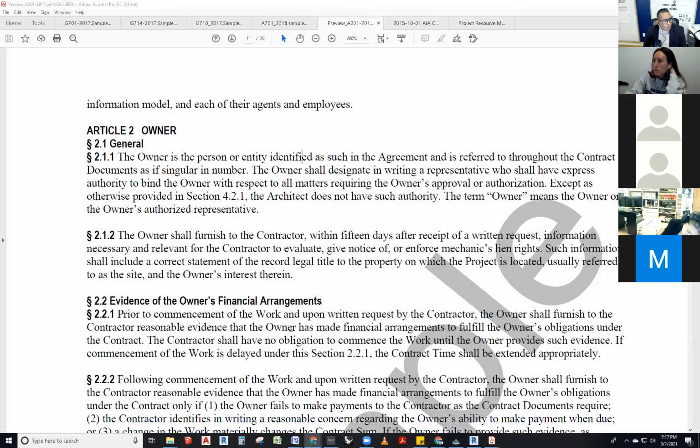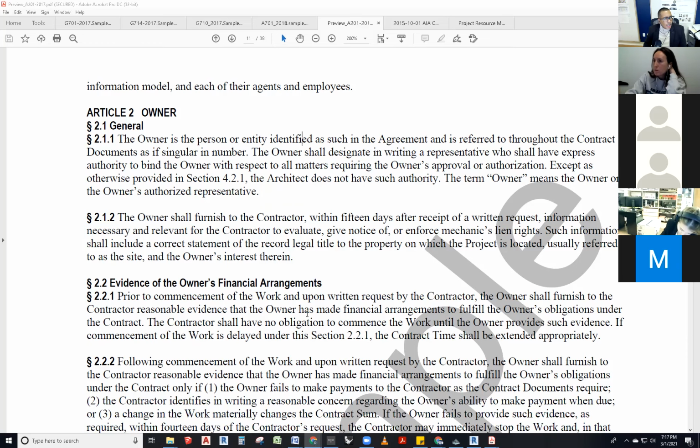Section 2.1.2. The owner shall furnish to the contractor within 15 days after receipt of a written request, information necessary and relevant for the contractor to evaluate, give notice of, or enforce mechanic lien rights. Oh, there you go, that's one of those. You guys know what a mechanic lien is? Anybody? Igo? No? Yes. Miranda?